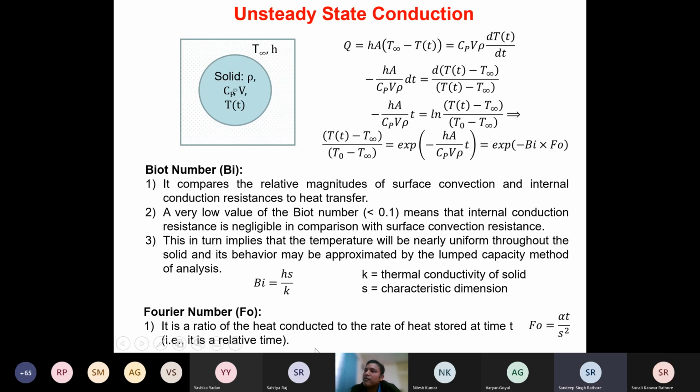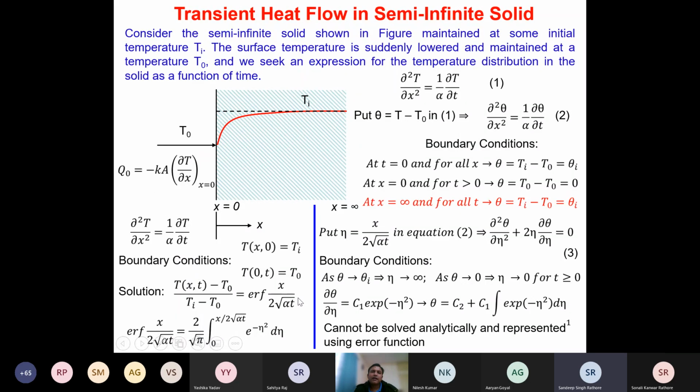Another dimensionless number is the Fourier number. So Fourier number compares the time for the conduction and the time required for heat storage. So that basically gives the relative time. So we will see something more on this subsequently. Okay, so this compares the relative time. All right. So up to this we have seen in the last class, and we started with this example.